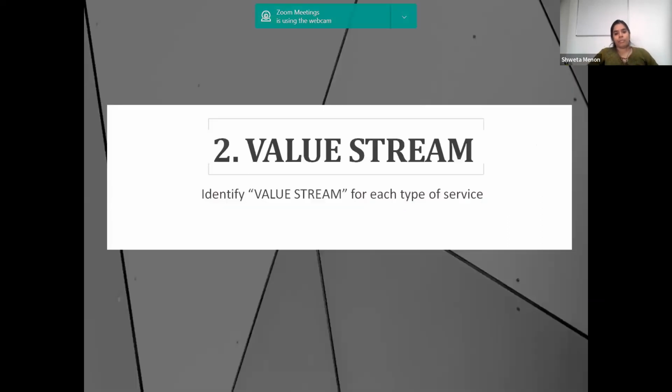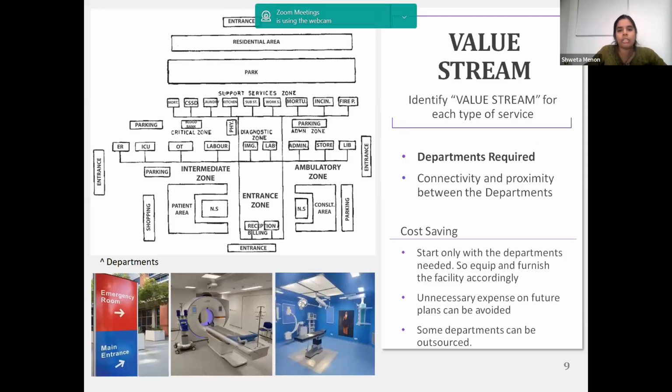Then comes value stream. Now, value stream again is putting together to meet your dream. So value stream is your departments. Now, you take ortho, for example. Your survey has shown ortho is the top specialty that has to come. So then you need your diagnostic equipment like X-ray and CT, and you need good OTs, large size OTs for your surgeries. Or if it was cardiac, you will know you need a cath lab in there, maybe a CTVS OT along with it. So the selection of the specialty, what comes out of your project report and your feasibility study, will determine what departments will come in your facility.